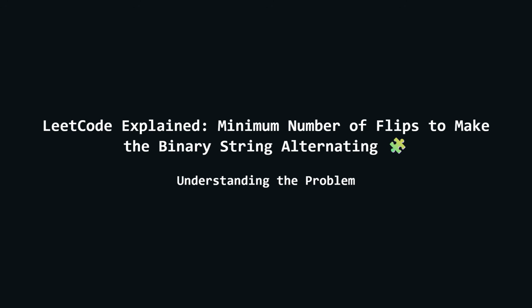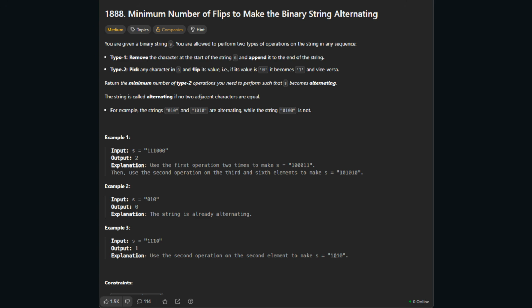Hello everyone, welcome back. Today we're tackling a really interesting string manipulation problem called minimum number of flips to make the binary string alternating. Don't let the long name scare you. Let's break it down together. So here is the setup.